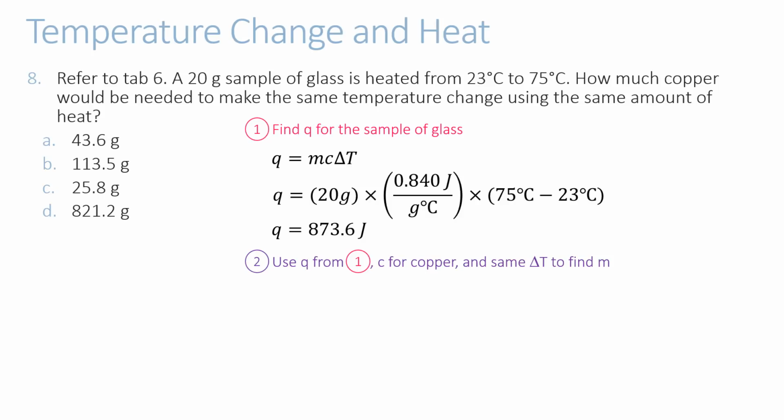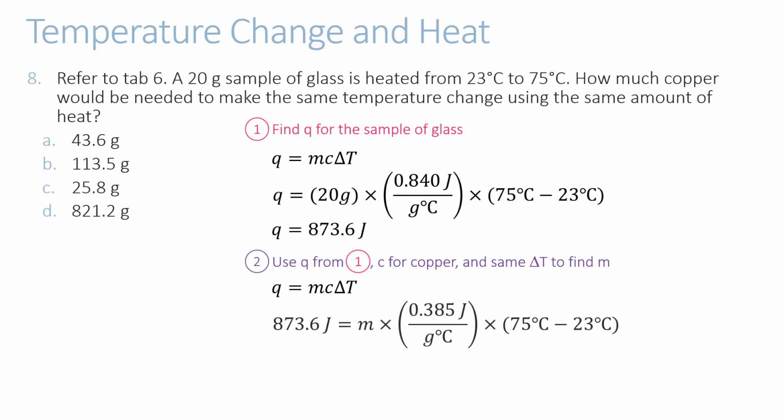Now I'm going to use Q equals mc delta T again, but this time I'm solving for M. So I'm going to put in the number we just got for Q. I'm going to put in the specific heat of copper, which is lower than the specific heat of glass, and the same delta T, same temperature change. So here I'm just solving for M, and I get 43.63. So then the best choice is choice A.